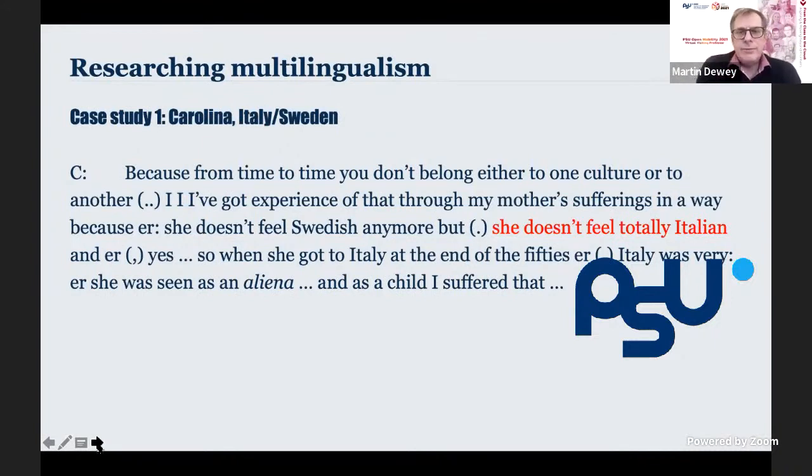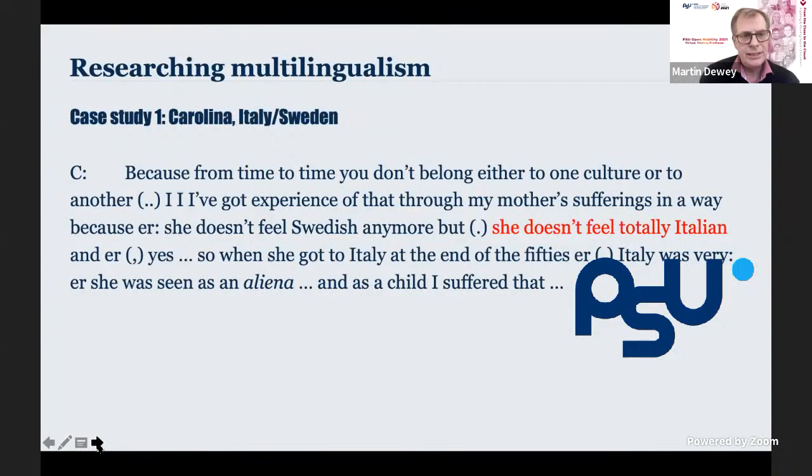And here she's talking about the feeling of belonging. So she says, because from time to time you don't belong either to one culture or to another, I've got experience of that through my mother's sufferings. So it's interesting that she uses the word sufferings. It's quite a strong word. She doesn't feel Swedish anymore. So her mother was born in Sweden, lived in Sweden until she was in her 20s, and then moved to Italy to get married.